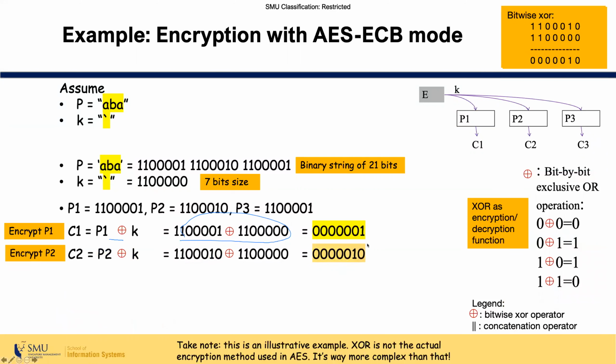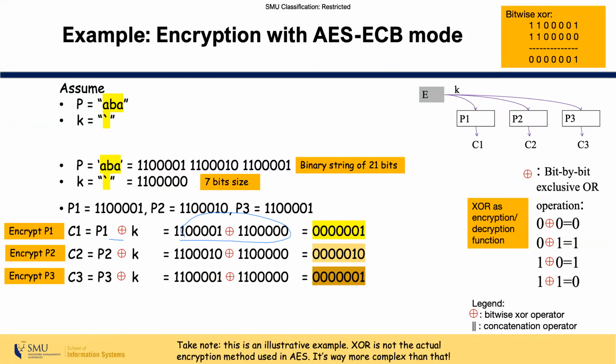And just like that, you can do the same process to encrypt the plaintext P2 and plaintext P3, and this is the result that you will get. You can do the math on your own, okay? And all of these are applying the XOR function as the encryption.